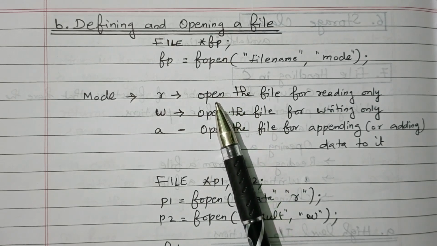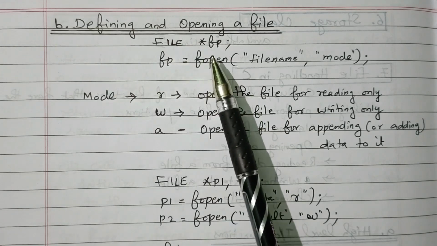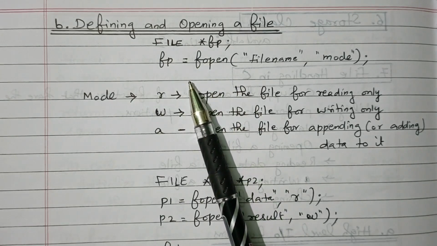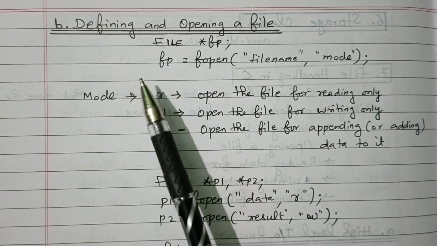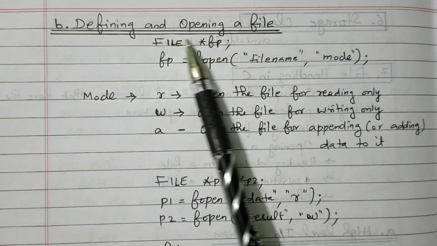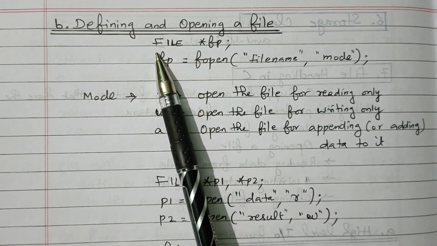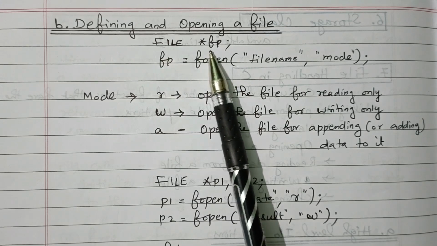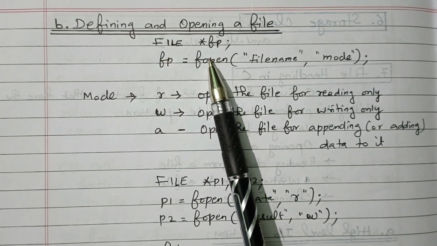Now we'll go to the topic, defining and opening a file. In this video we are going to see the file handling in C language. How to open the file, how to define the file, how to close, what are the input output operations available. Defining and opening a file. First we need to open the file. So first we have to declare the file pointer, where all the operations refer to this file pointer. After creating the file pointer only we can open or close the file.